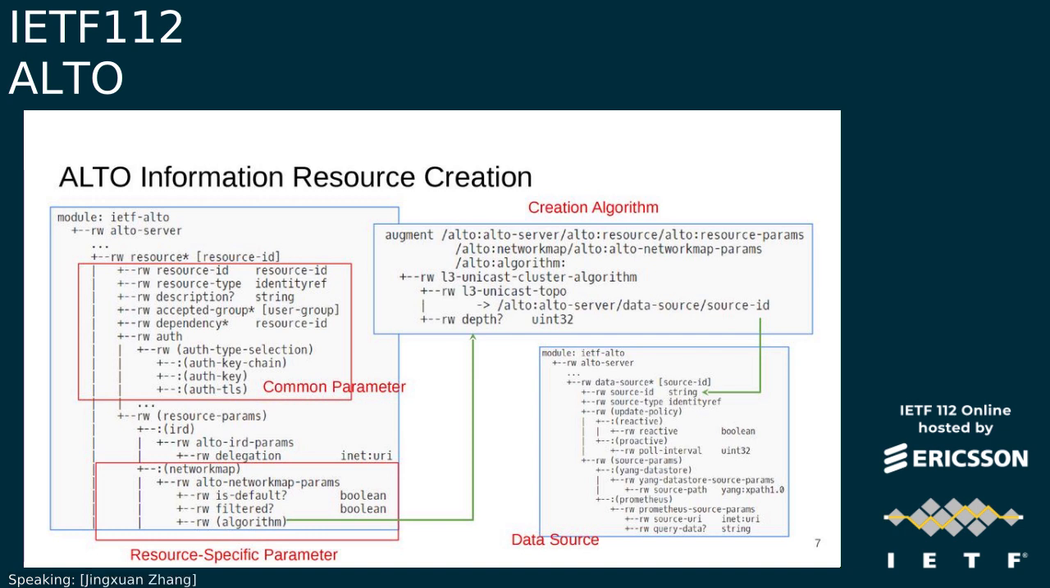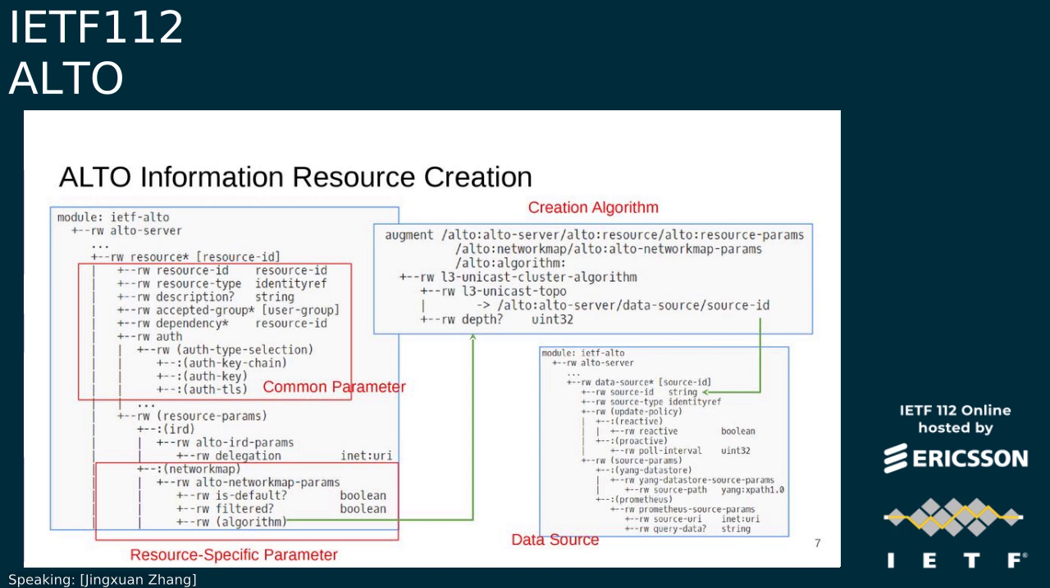So this is the current initial proposal for how the operator can use this data model to create an information result, and specify a new auto information result. It can define a new auto information result by specifying some common parameters like the result ID, the type of this auto information result, some base access control, and the dependency on other auto information results, like the cost map depending on another network map. And for the specific information results, it can specify some result-specific parameters.